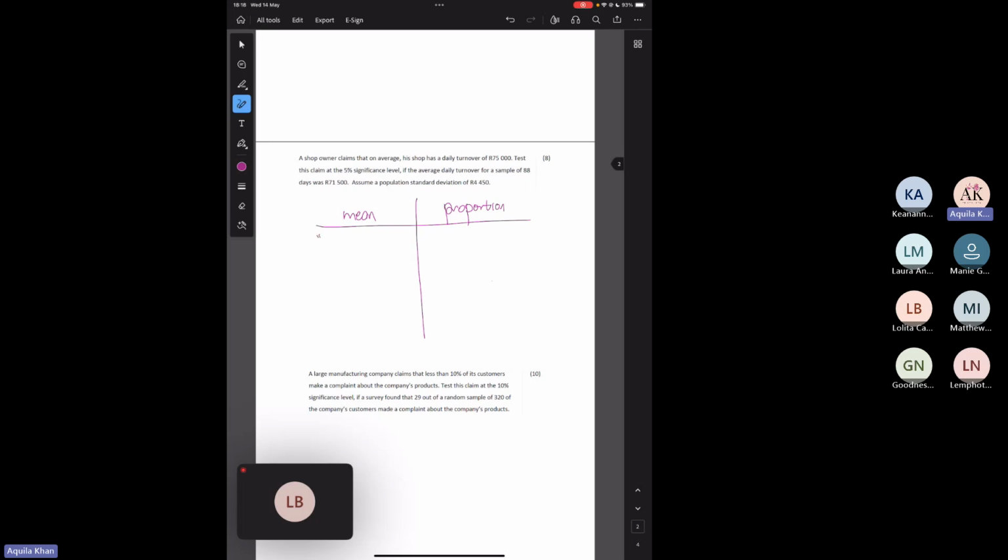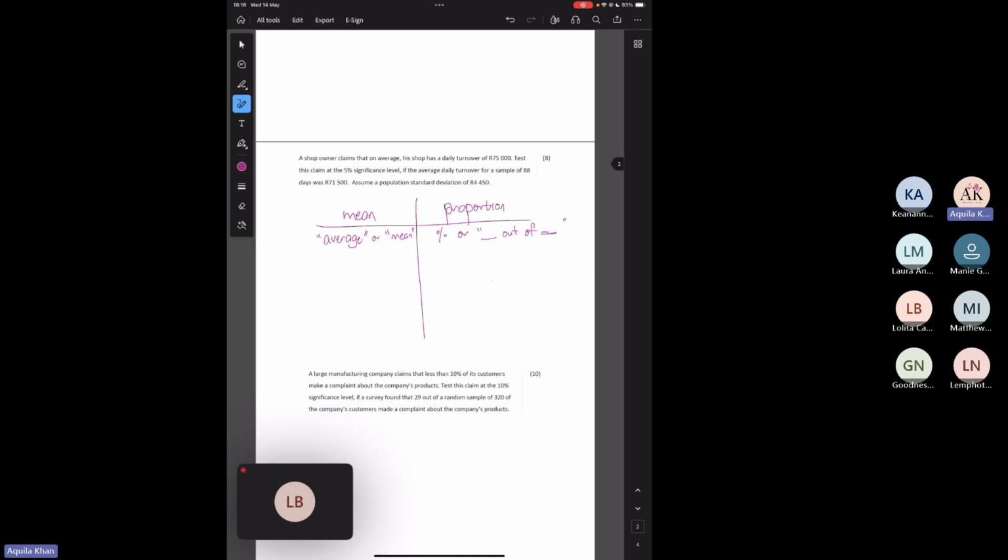So with a mean, we said we're looking for the word average, or maybe they could potentially use the word mean itself. This would tell us that we're working with a mean. And for a proportion, they would either give you a percentage, or they would say, as we said, so many out of so many. Like I said, 2 out of every 5, dot, dot, dot.